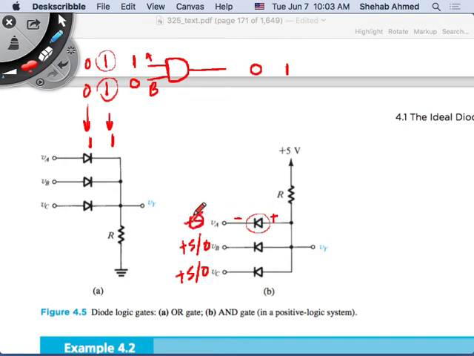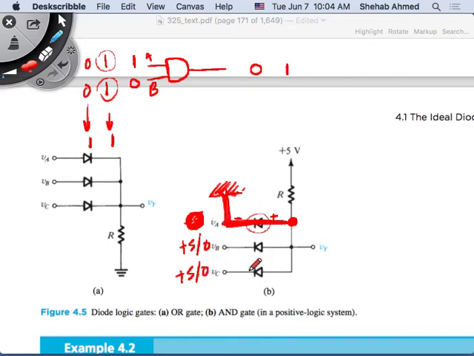How about if I put 0? It will conduct. Conduct meaning it looks like a short circuit, and here I have ground at 0, right? What does this do to the voltage at this node? It's 0. This point is now connected to this point, right?